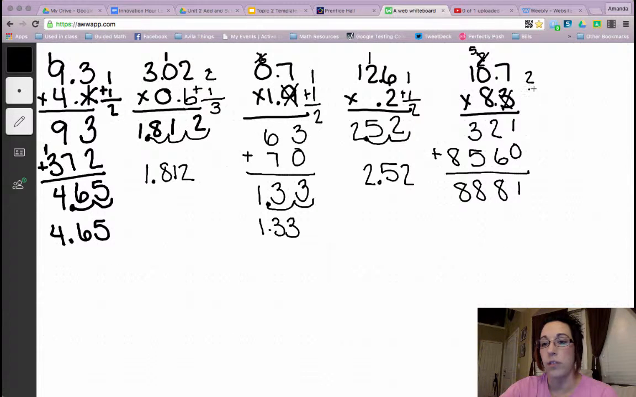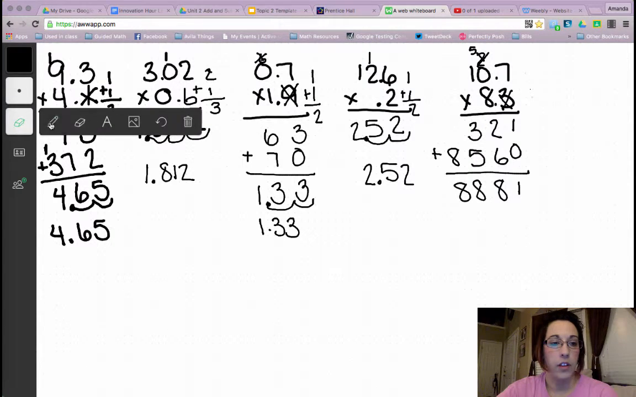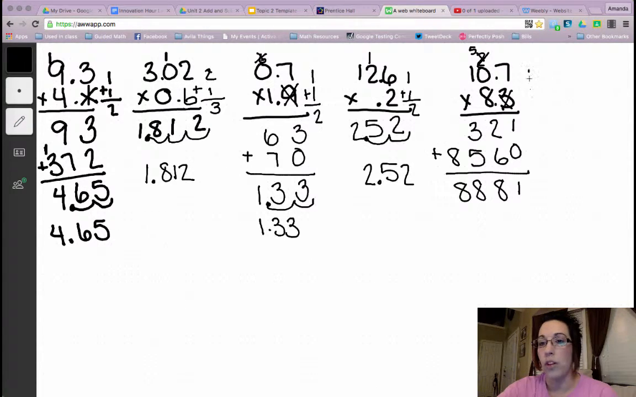Count our decimals. 2, no, that is not right. Get a little eraser here and let's fix that one. So we have 1 decimal here plus 1 decimal here. That is 2. So over 1 over 2, we get 88 and 81 hundredths. Give me just a second and I will be back with some more practice problems for tonight.